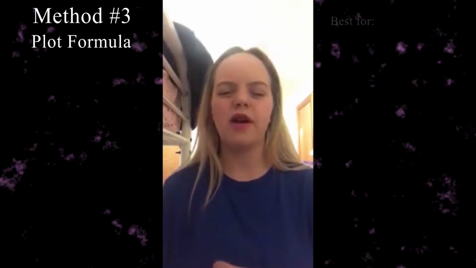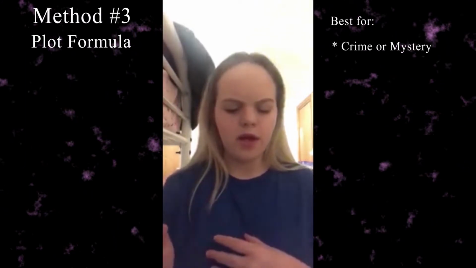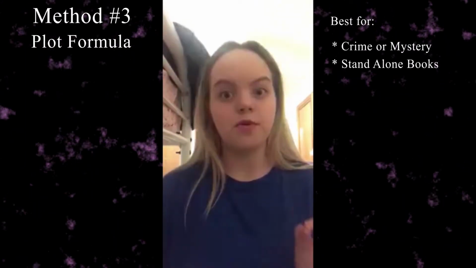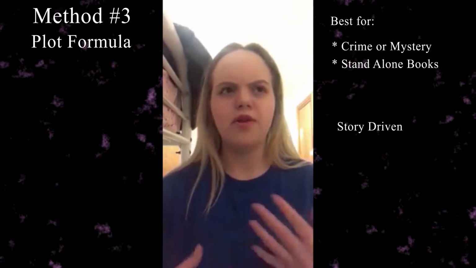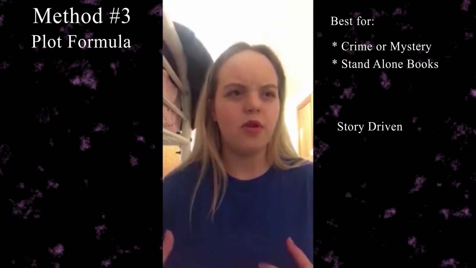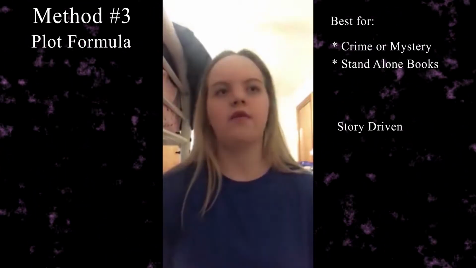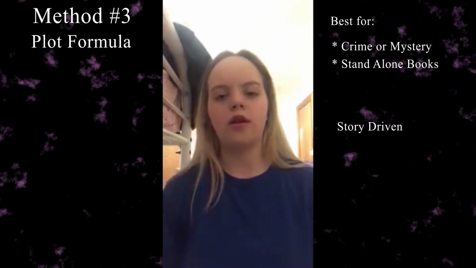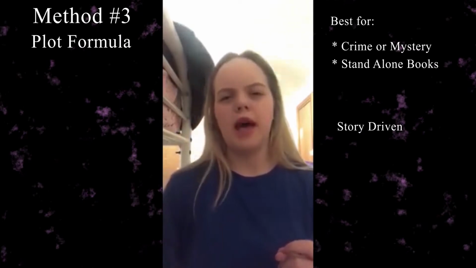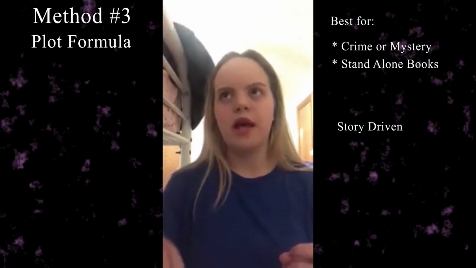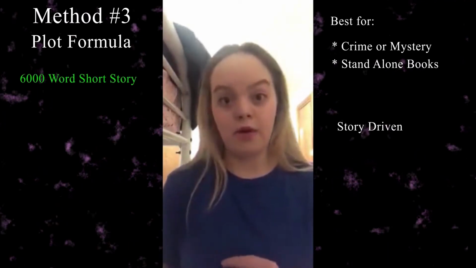The third one is actually a plot formula. This particular outline strategy is best for crime or mystery novels. Standalone novels for sure, because it is story driven, so there's not a lot of internal changes in a character. It's more about what goes on on the outside. Basically, you want to condense your novel into a short story. I think the formula is 6,000 words. No, 6,000. Yeah, 6,000 words.